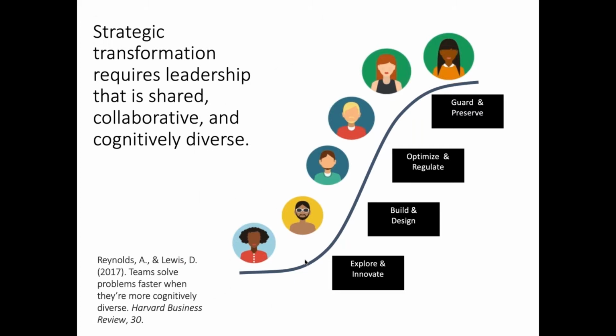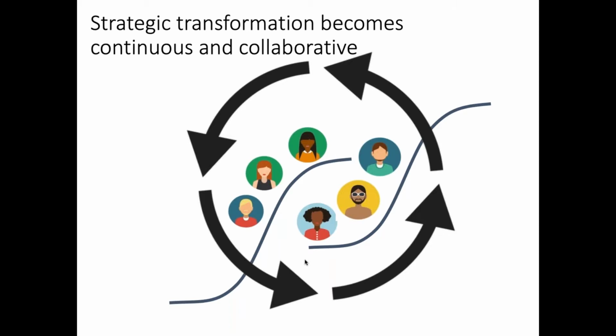So again, what does that mean? It means the strategic transformation becomes continuous and collaborative. So if we're constantly thinking about how we spin out of our current growth cycle and move into another, that means we are collaborating with people in a frequency and intensity that we are not used to. And I think this is part of what makes strategic transformation so difficult. It requires a level of collaboration and a level of co-creation that many of our organizations just aren't used to doing.